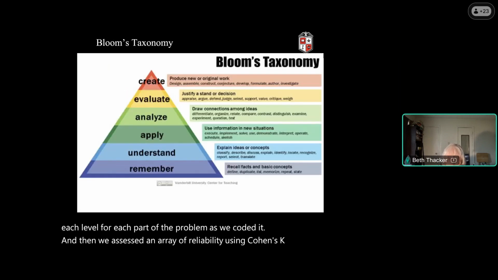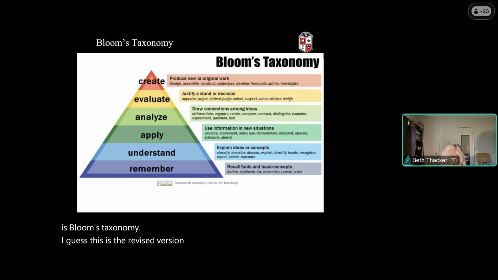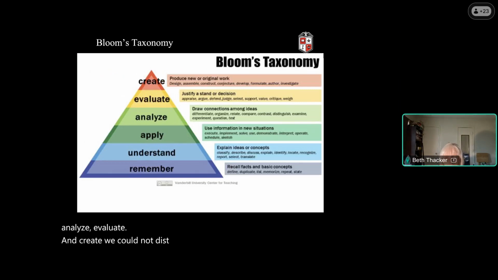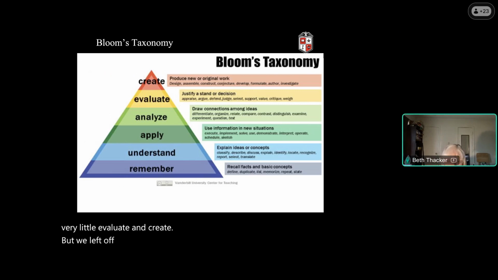So this is Bloom's taxonomy. I guess this is the revised version. It was the one we were basing it on, though. So the lowest level is remember, and then understand, apply, analyze, evaluate, and create. We could not distinguish between apply and analyze when we were looking at things. So we collapsed apply and analyze. We also saw very little evaluate and create, but we left off create and left in evaluate. And so let me show you what we ended up with.